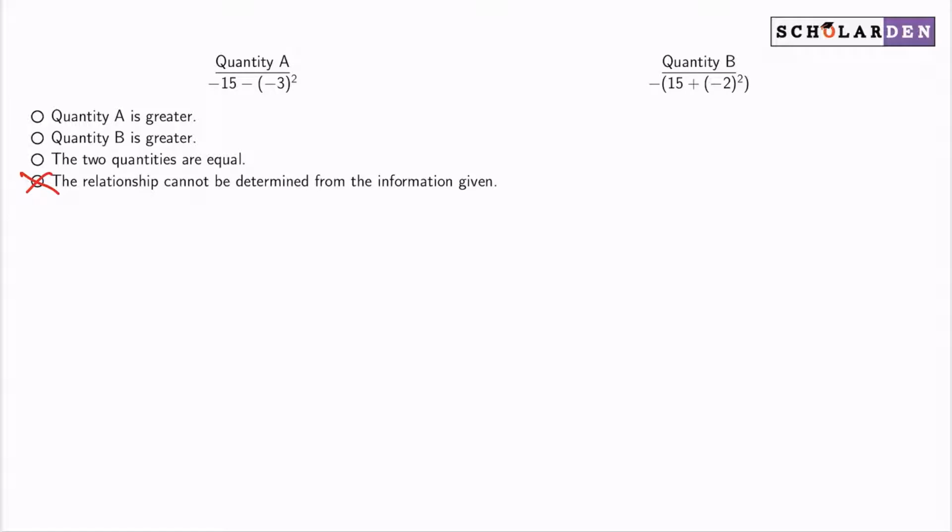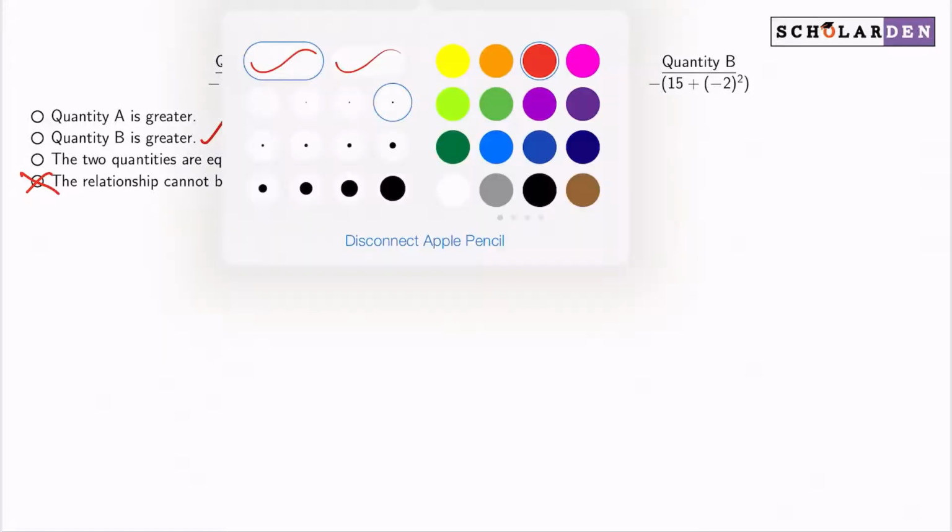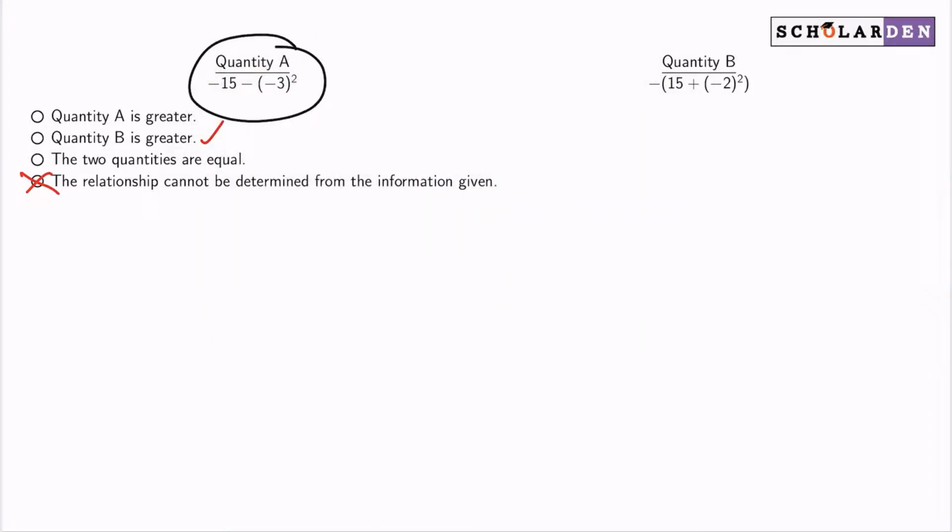So what we're going to do here, noticing that these are expressions, we're going to simplify the expressions to see what the value is and then compare them afterward. So the answer here is B. Let me just show you why. So first off, I'll start off with quantity A. I'll do that right over here.